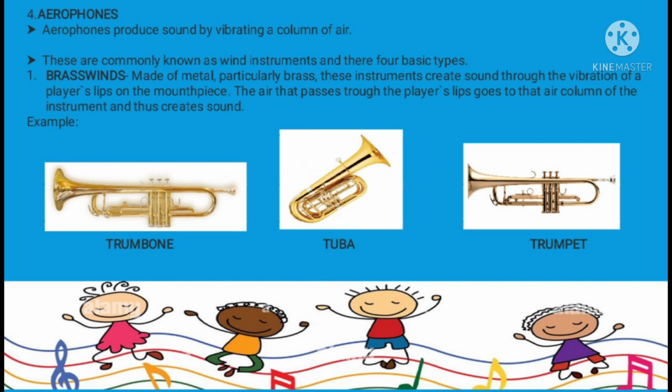Number 4. Aerophones. Aerophones produce sound by a vibrating column of air. These are commonly known as wind instruments and there are four basic types. Number 1. Brass winds, made of metal, particularly brass. These instruments create sound through the vibration of the player's lips on the mouthpiece. The air that passes through the player's lips goes to the air column of the instrument and thus creates sound. Examples: trombone, tuba, and trumpet.